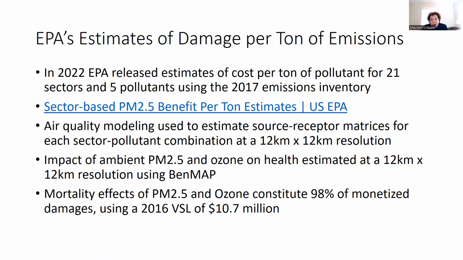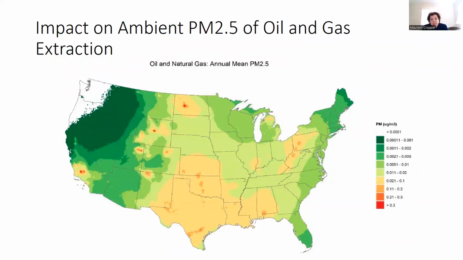Okay, what you're going to see on the next two slides are actually maps that are input to these damage estimates. And the first map is showing you the impact on annual ambient PM 2.5 of oil and gas extraction. Okay, this is extraction in the year 2017. The darker the colors, the greater the increase in mean annual PM 2.5. In terms of the red, which is increasing it by at least 0.3 of a microgram per cubic meter, those effects are rare. They're occurring in Southern California and in North Dakota.